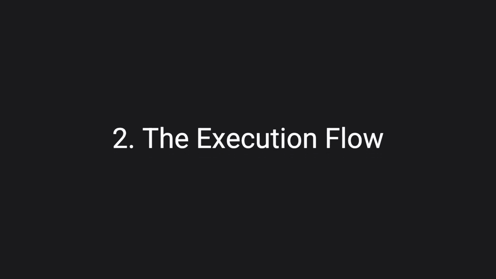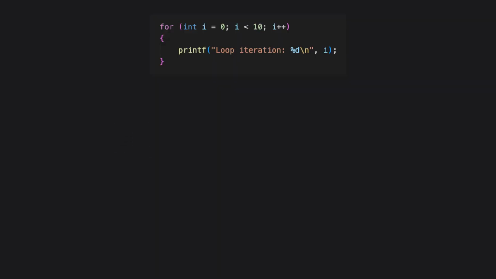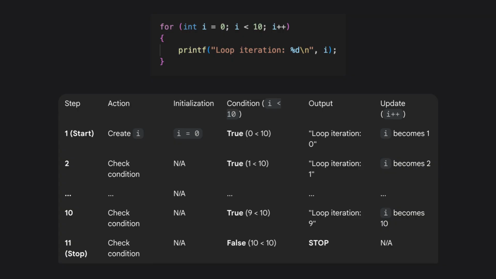Second, the execution flow. Let's trace the loop above. Step 1, start. Action, create i, initialization. Assign 0 to i. Condition, true, 0 is less than 10. Output, loop iteration 0. Update, i increases by 1, i becomes 1. Step 2, action, check condition, true, 1 is less than 10. Output, loop iteration 1. Update, i increases by 1, i becomes 2.